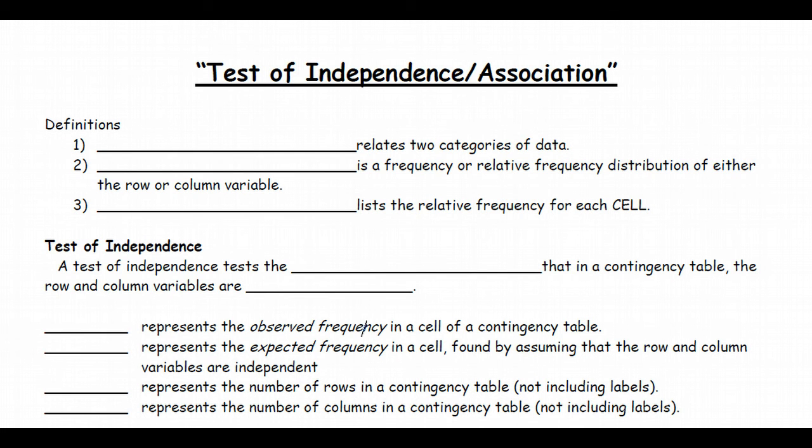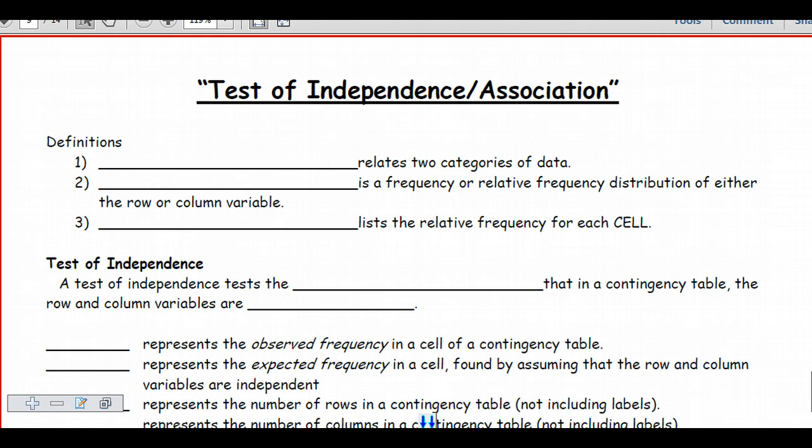Welcome back. This video is on test of independence. Let's start with some definitions. A contingency table or a two-way table relates two categories of data.